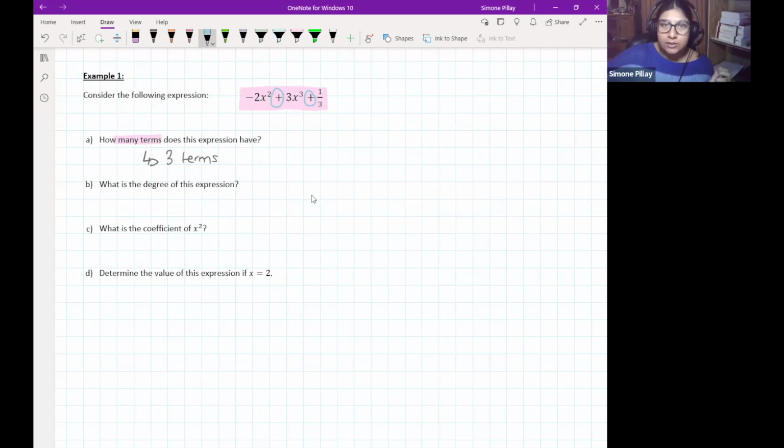How did I get 3 terms? Well, how many groups of numbers are there that have been separated by these plus signs? This is my first group, second group, and third group. So 3 terms. I hope everybody is okay with that.